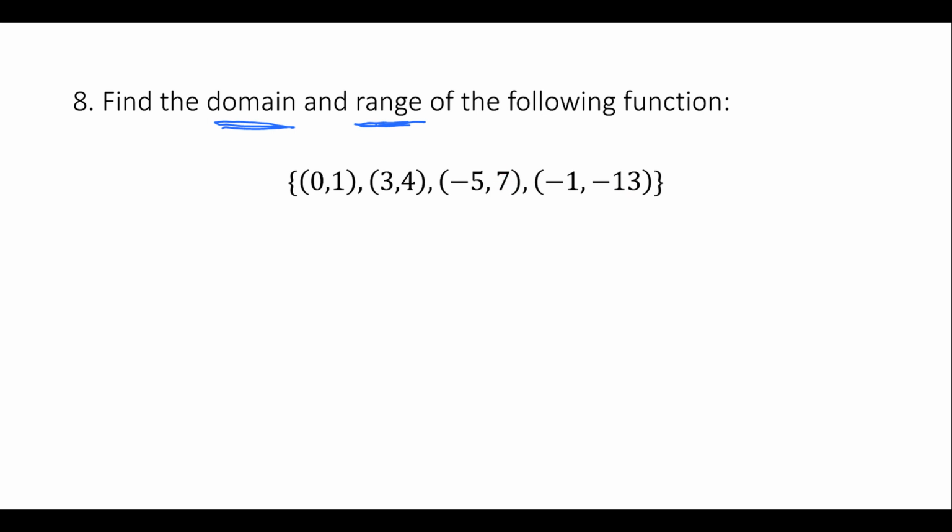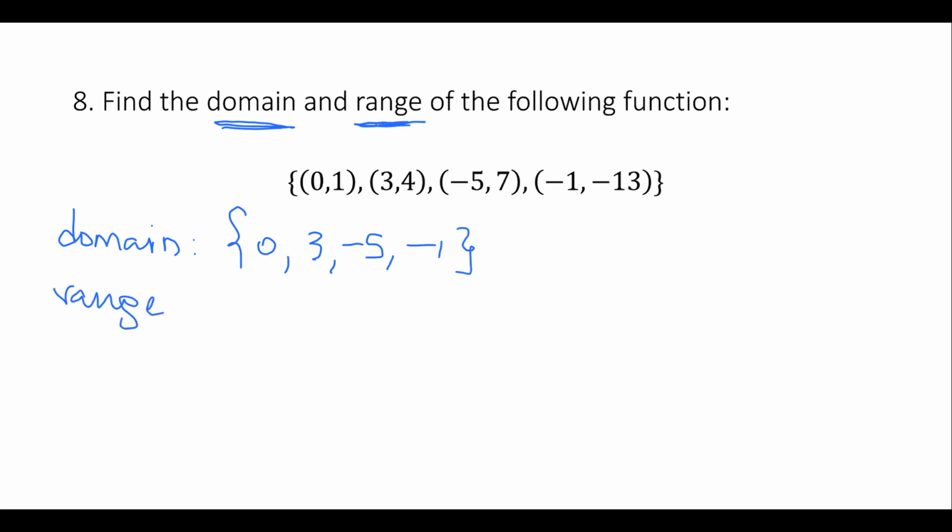So then the domain would be, let's see, all the x values, and that's 0, 3, -5, and -1. And the range is composed of all the y values, or all the outputs: 1, 4, 7, and -13. Done.